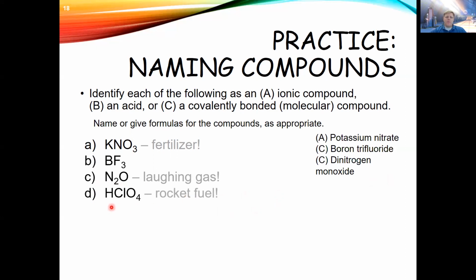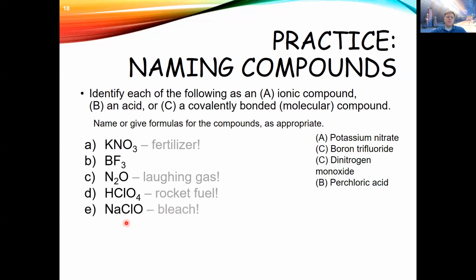All right, there are no metals present here, so it's not an ionic compound. We do have this ClO4 group here, which is perchlorate. We also have the proton written at the very beginning of this formula. That's a good indication that this is an acid. So this is B, an acid. And since we have perchlorate, we're going to change that to perchloric acid. And let's go on to the next one.